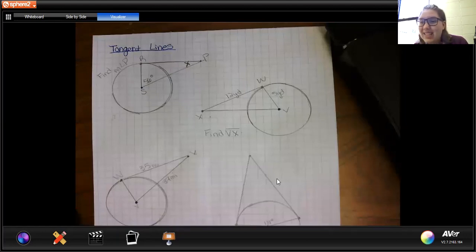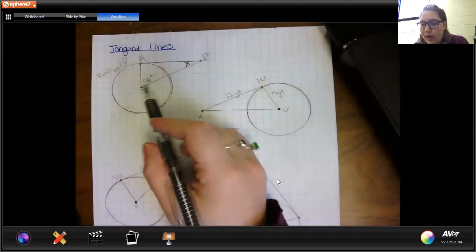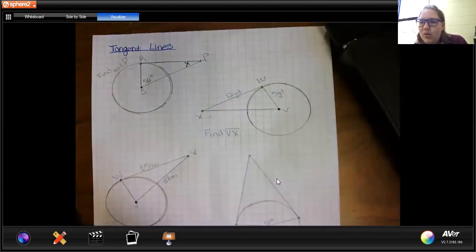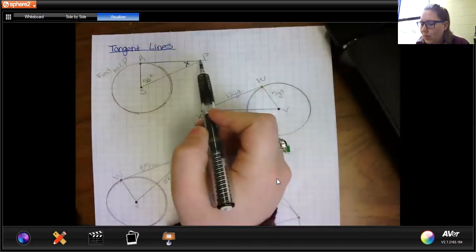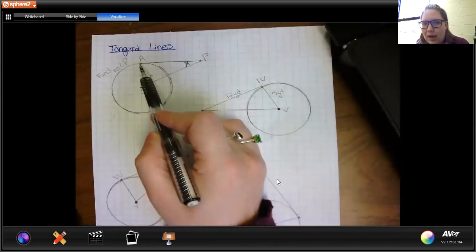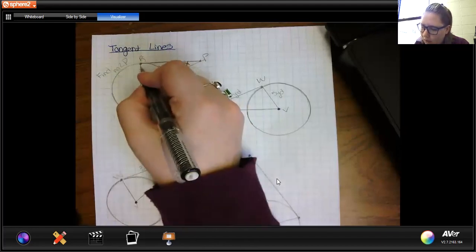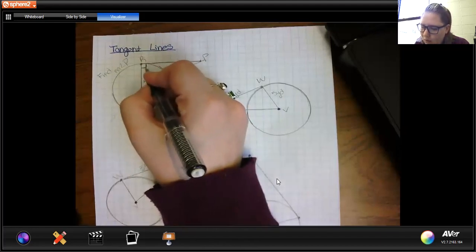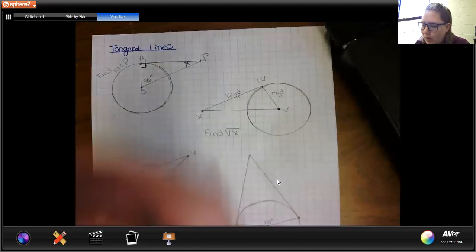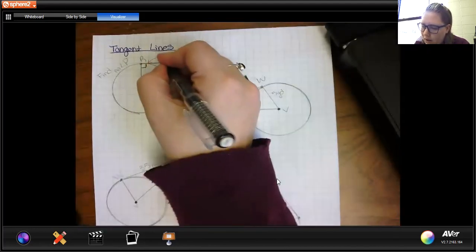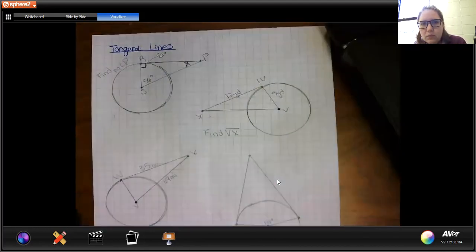So do I have any side lengths? I see I have no side lengths. I just have this one angle right here. So because I have no side lengths, it can't be a trig function. I can't use a trig function. I have to be able to get another angle. Well, I have a theorem that says where my tangent line meets my radius is a right angle. So this right here is a right angle. If you remember, all right angles are 90 degrees. So I have two of my three angles.